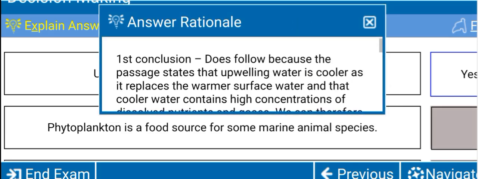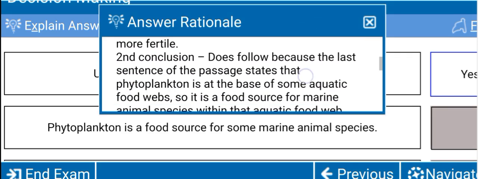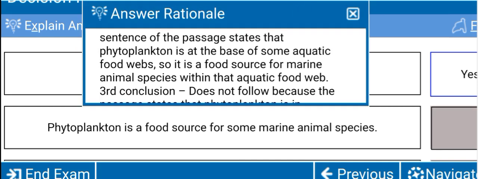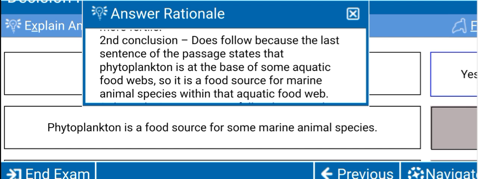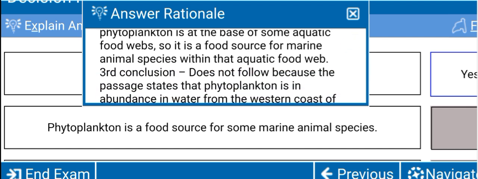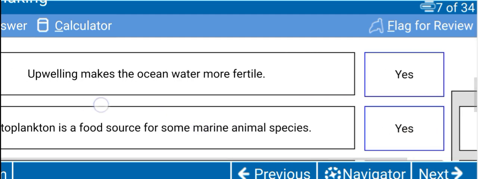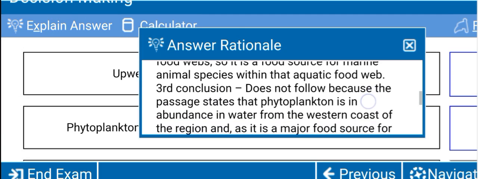Next we have the second conclusion, which says phytoplankton is a good food source for some marine animal species. It does follow because the last sentence of the passage states that phytoplankton is at the base of some aquatic food webs. So it is a food source for marine animal species within that aquatic food web. So again it's a yes, as it does follow the statement of the question, so we will drop a yes.